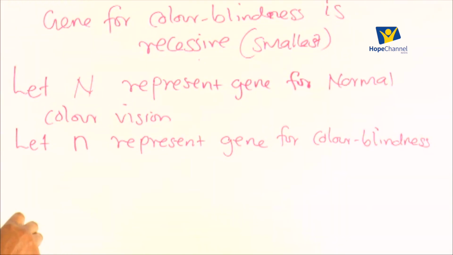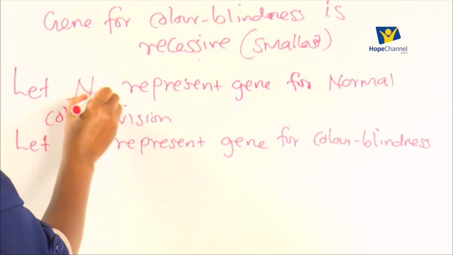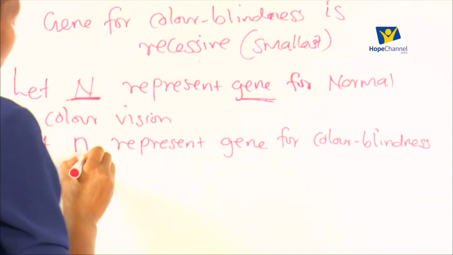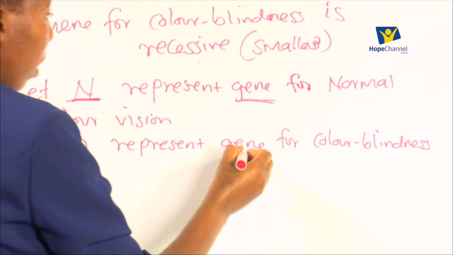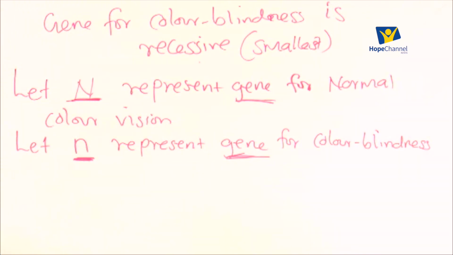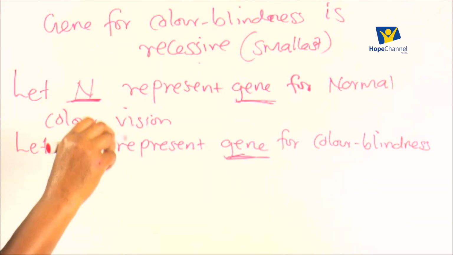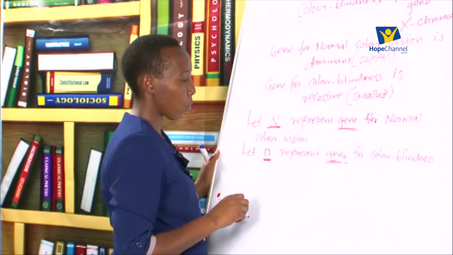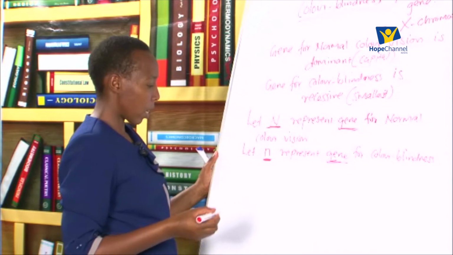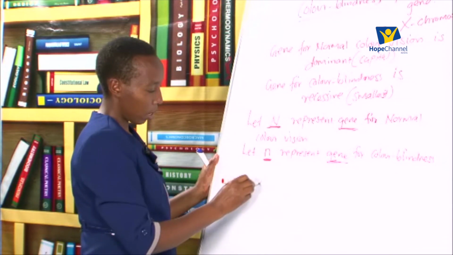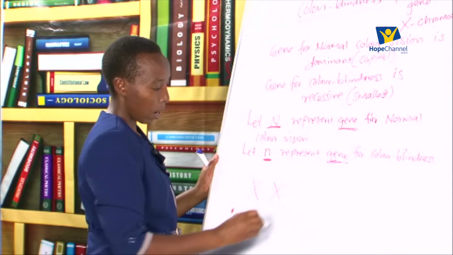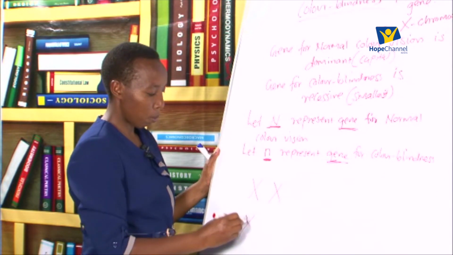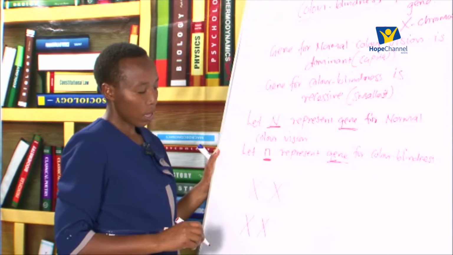So I hope you are very keen. The letters are just representing the gene, and the genes are carried on the sex chromosome, and specifically the X chromosome. So let's see, if you are a girl you have 2X. I hope you remember that. So that is a girl.